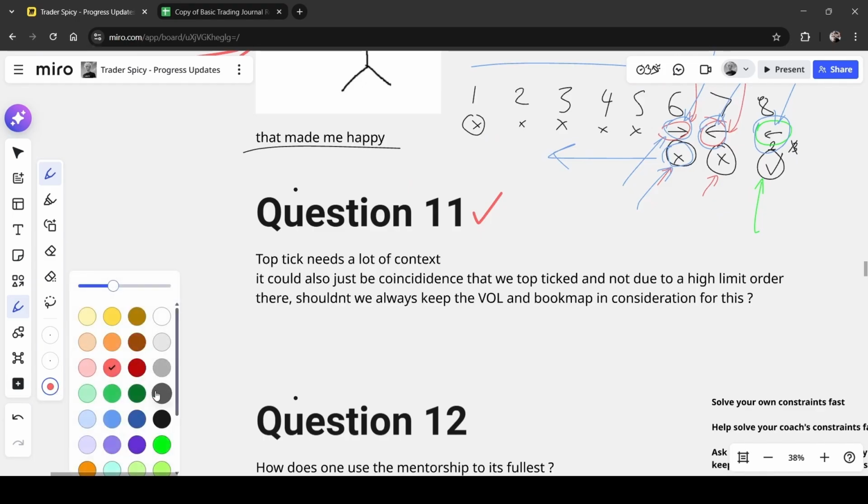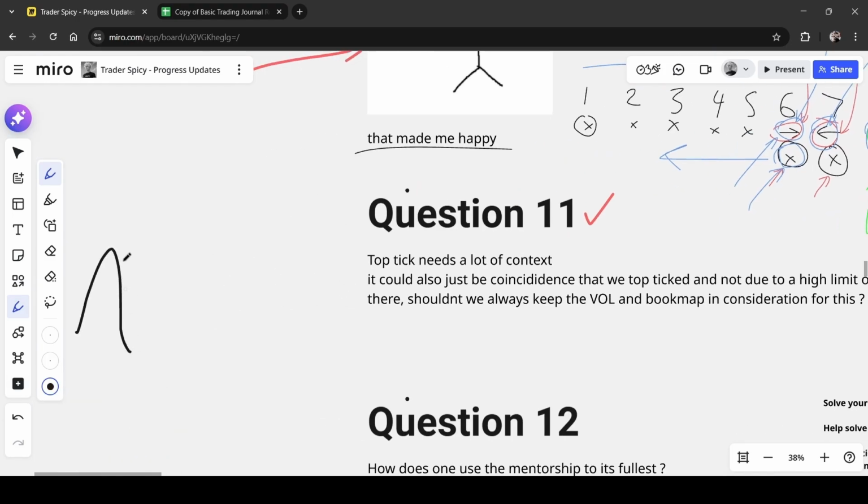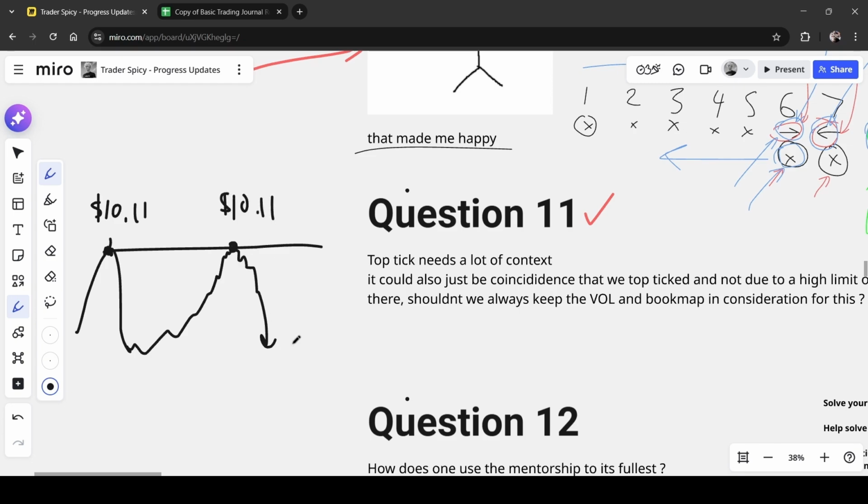Okay, so for context, if we have a resistance level, and then price approaches the resistance level, and tags it perfectly to the exact tick, and then it reverses. So imagine that this resistance is the highest point. Let's say it's $10.11, and then price hit exactly $10.11 and then started reversing. This would be a top tick.